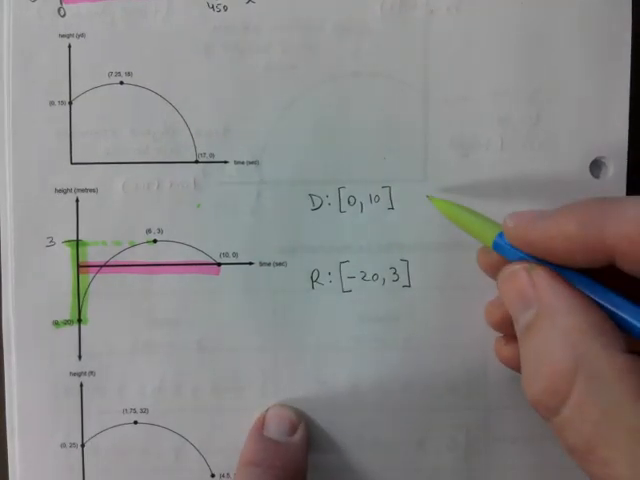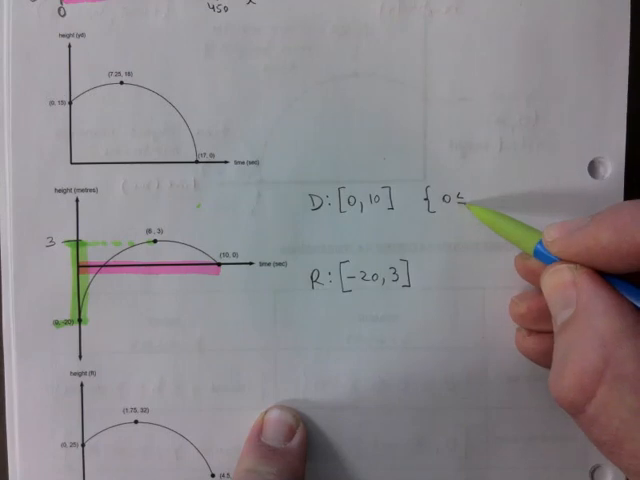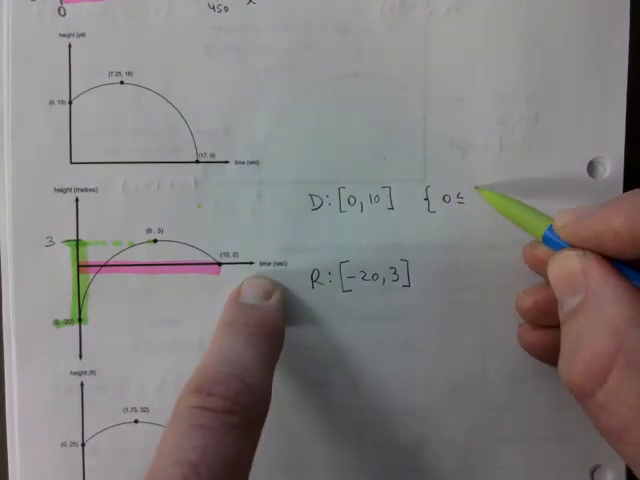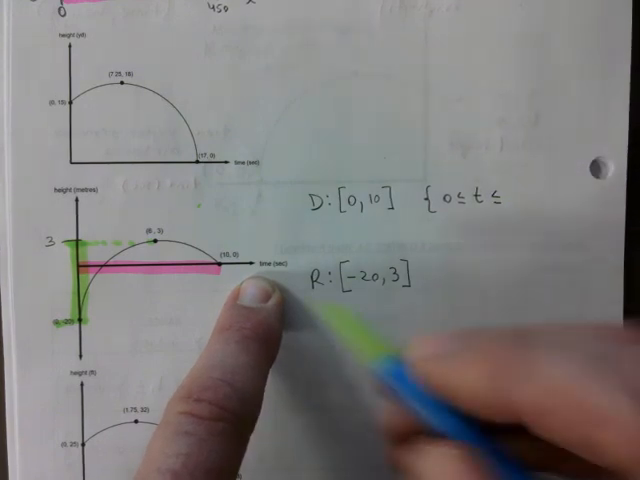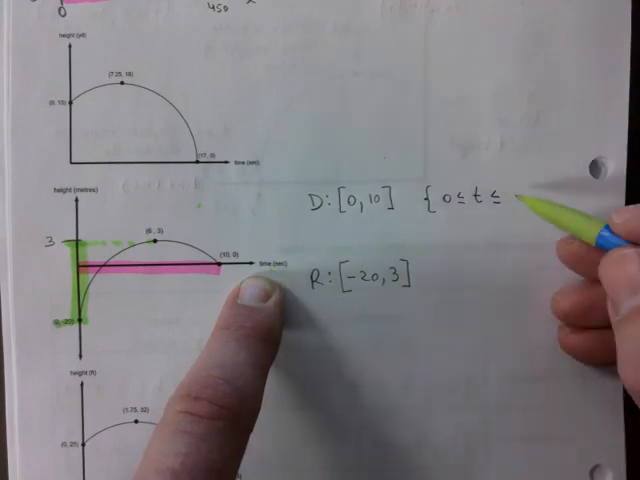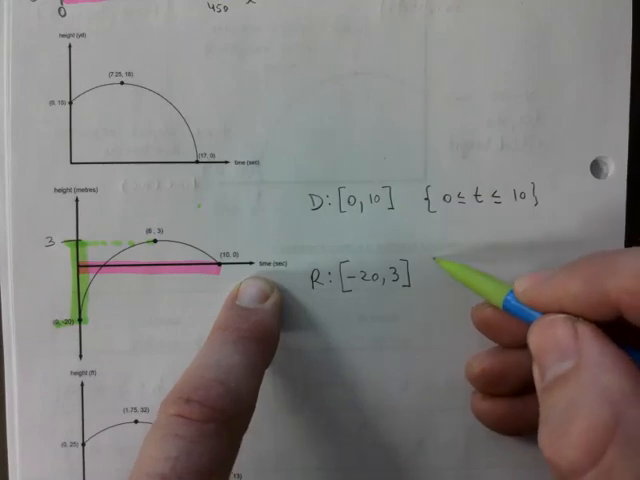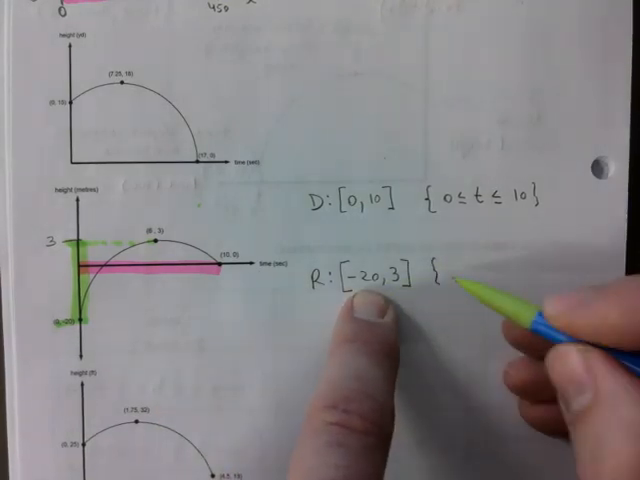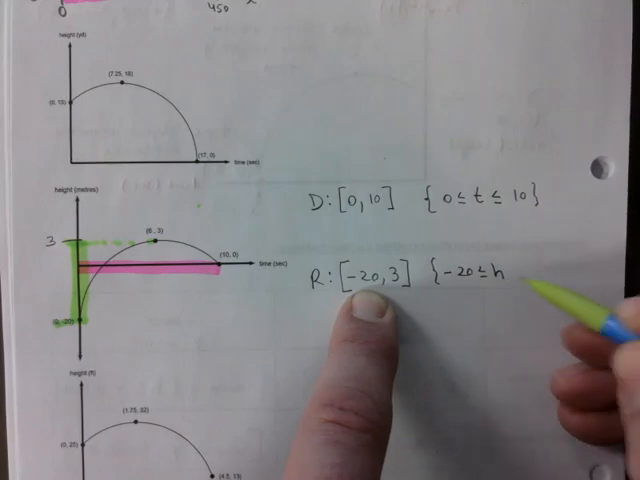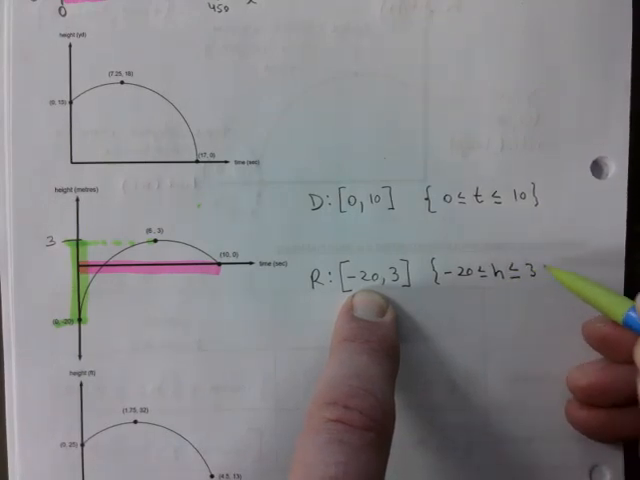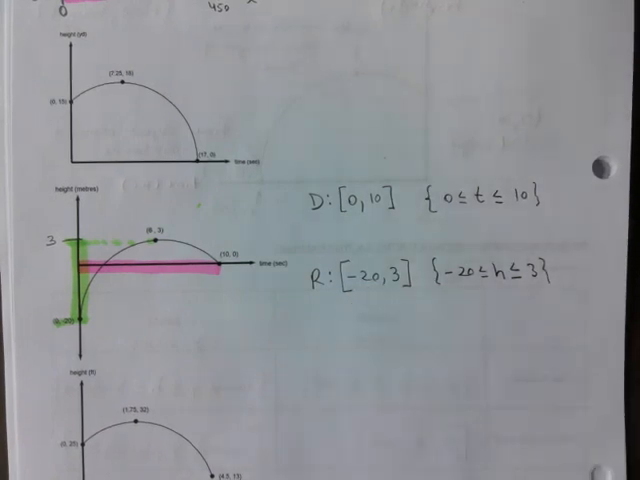Translate it into set notation. This would be 0, right? And what letter should we use? I'm going to use T for time. So use something other than X and Y. Go by what the label is. And then it goes to 10. Okay? So once you know the interval, it's actually not that hard to translate. This one is from -20, and I will use H for height, all the way to 3. Okay? And that's how you do domain and range.